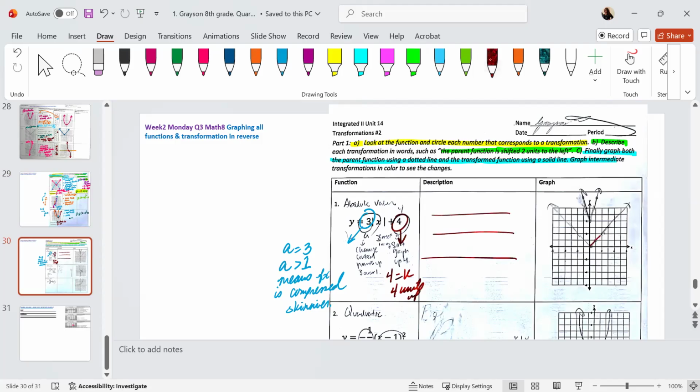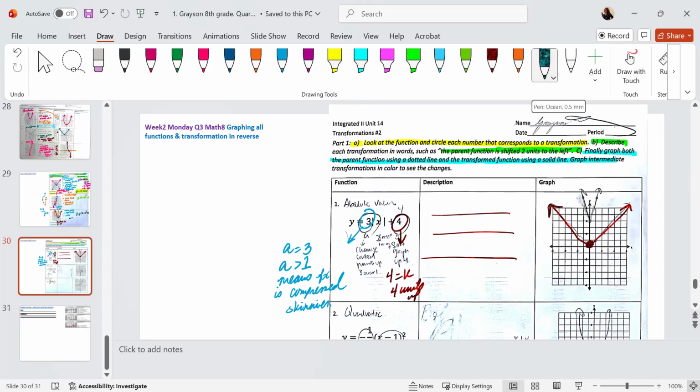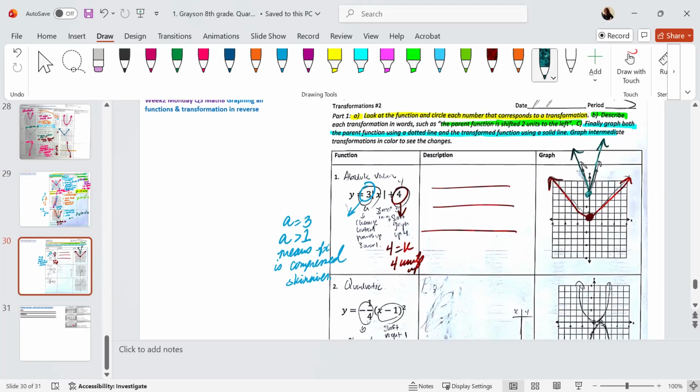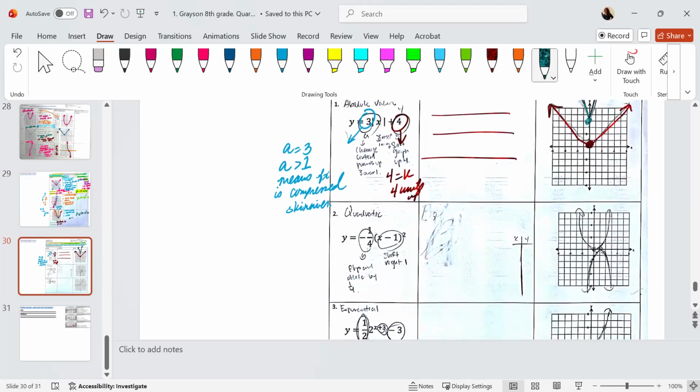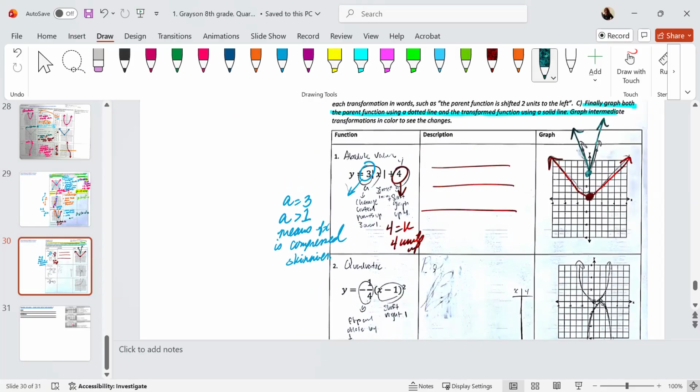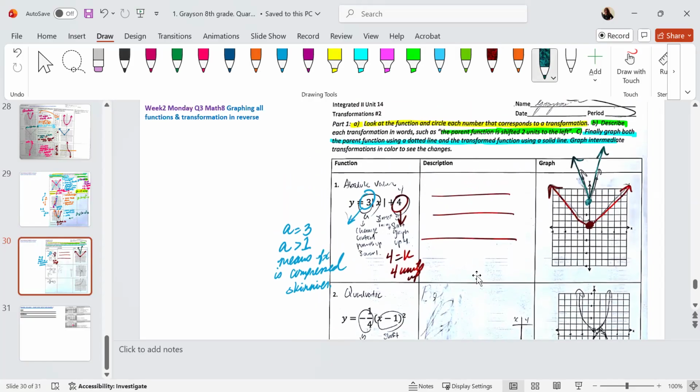And then this is your parent function right here in the red, correct? But with your transformation, you're gonna go up 4. So 1, 2, 3, 4, and it's skinnier, so it should be like this. Does that make sense? Yeah. Great. Now finish up the description right here, okay? Does that make sense? And then go on to number 2.